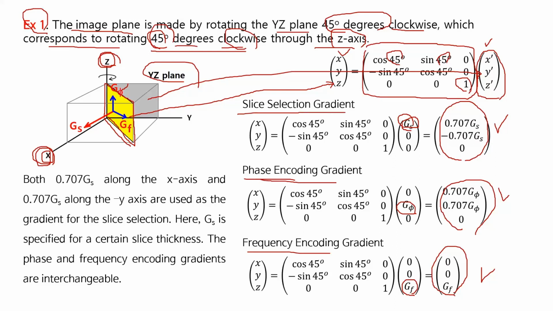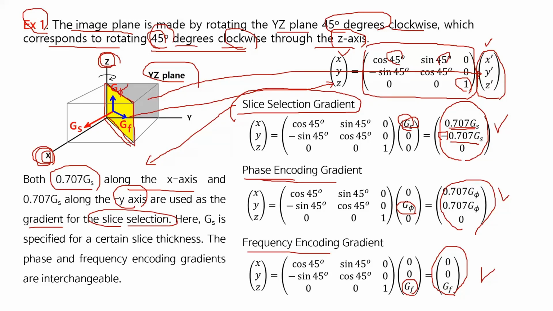So for the slice selection gradient, 0.707 GS along the x-axis, and 0.707 GS along the minus direction, right? So along the minus direction are used as the gradient for slice selection. Okay. So here GS is specified for a certain slice thickness.